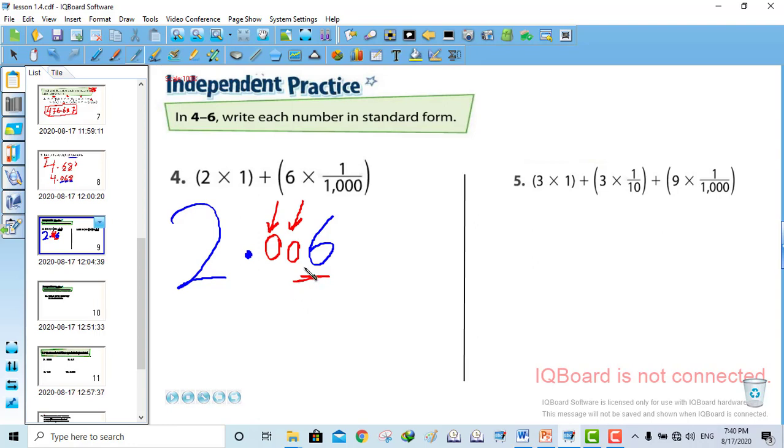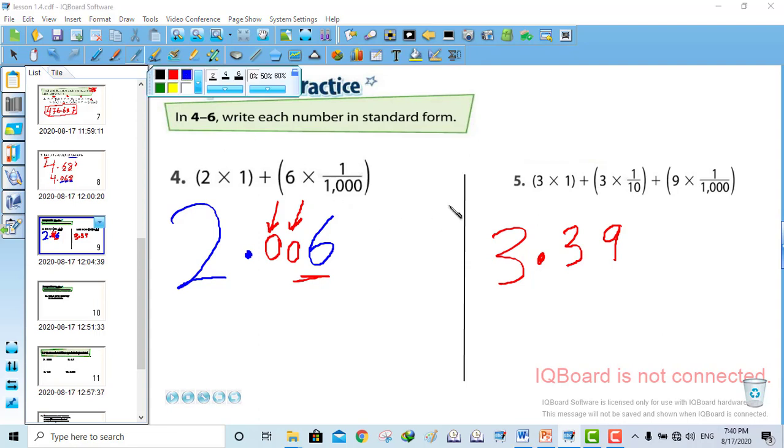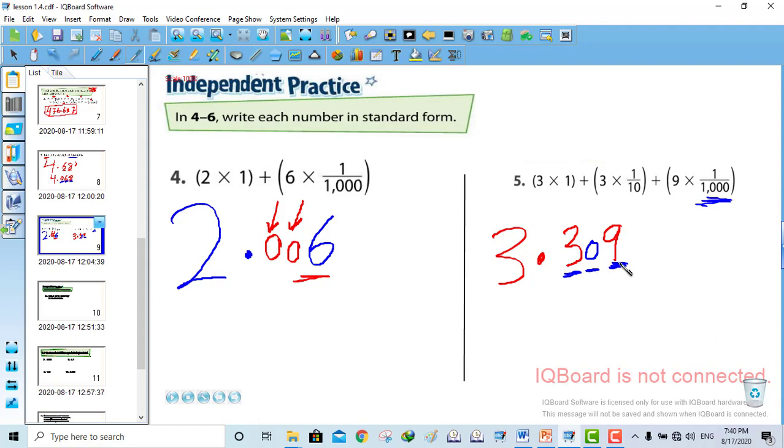Now, in question 5, I have a 3 in the ones place. Okay, then decimal point, 3 in the tenths, and 9 thousands. Like this? No, I should put in the middle what? 1 zero. Why? Because it's thousands. So 9 in thousands should be after 3 digits. 1, 2, 3. So it should be 3.309 thousands. Okay. Next question.